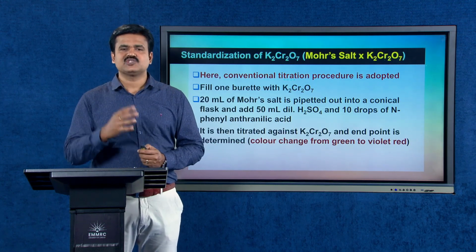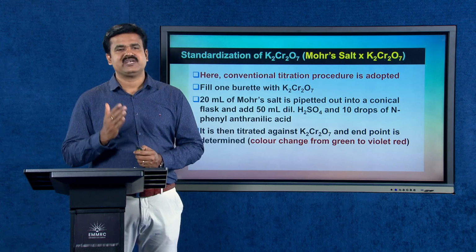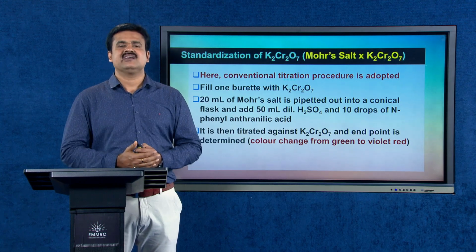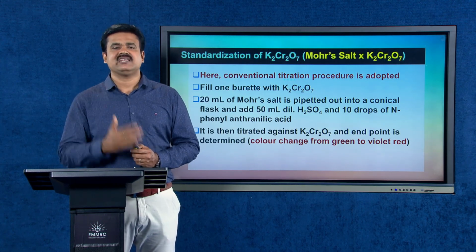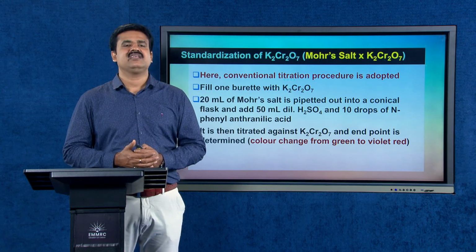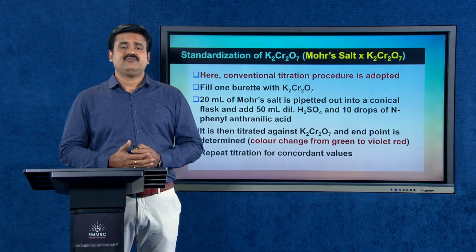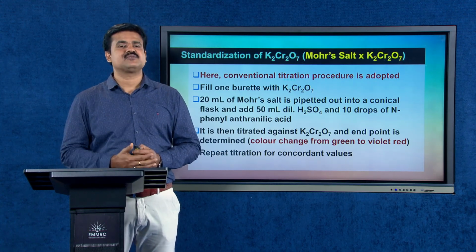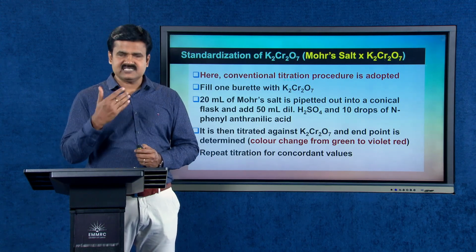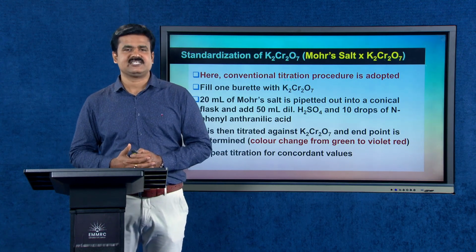The solution is then titrated against potassium dichromate and the end point is determined. Here, the end point is noticed by the color change from green to violet red. This color change is the indicator color change of N-phenylanthranilic acid. Now, repeat the titration for a concordant value. You are familiar with the concept of the concordant value. Concordant value means that in two repeated, adjacent titrations, you should get the same value. That value is considered as the concordant value of the titration.